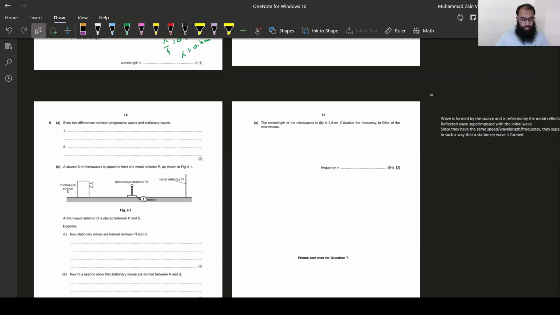And the next point is that on a progressive wave, all points within one wavelength are out of phase with each other. Whereas on a stationary wave, this concept is not even valid, or we can say that all points are in phase in a wave.